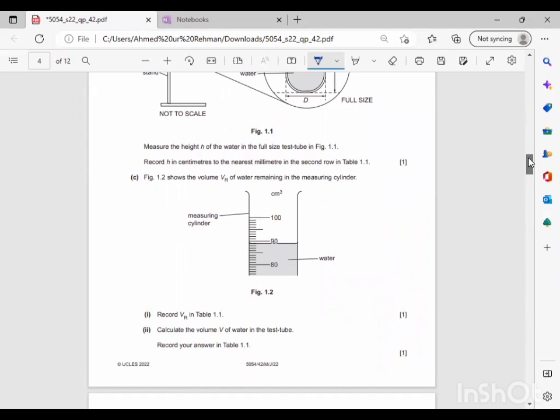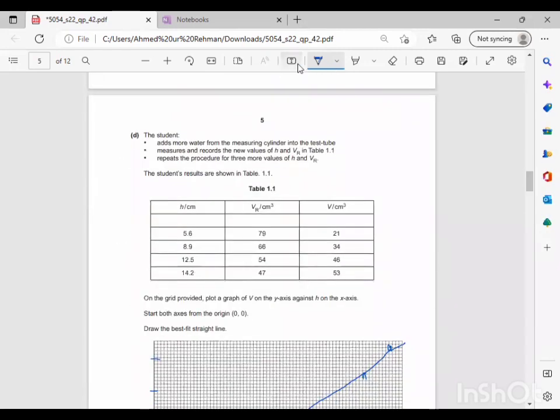Figure 1.2 shows the volume VR of water remaining in the measuring cylinder. Okay, so this is the measuring cylinder, right? So what is the volume in the measuring cylinder, record VR? It's going to be 89, right? Why? Because you count like this, in this manner. So this is 85, 86, 87, 88, 89, right? So this is 89 cubic centimeters.